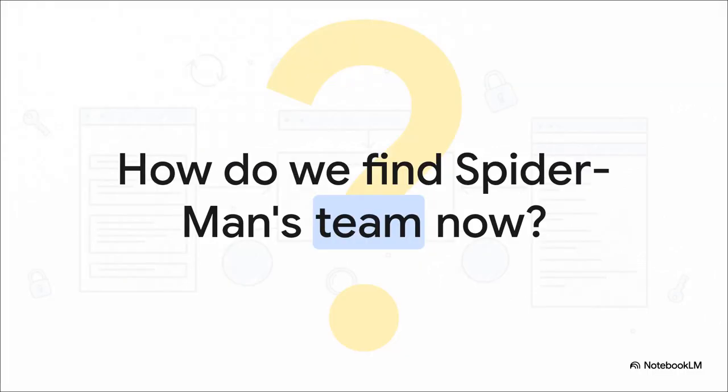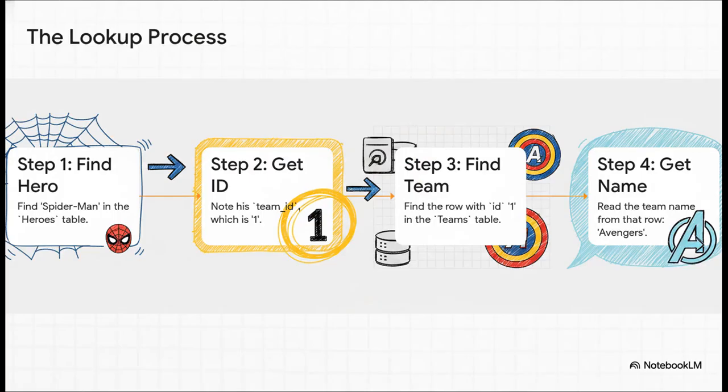Let's walk through a really simple example. We want to know what team Spider-Man is on. How does the system figure this out with our new, smarter structure? The process is actually super simple and logical. First, the database finds Spider-Man in the Heroes table. It looks over at his Team ID column and sees the number 1. Then, it just hops over to the Teams table and looks for the entry with the primary key of 1. Boom! It finds it and reads the name, Avengers. It's fast, it's efficient, and it's always accurate.